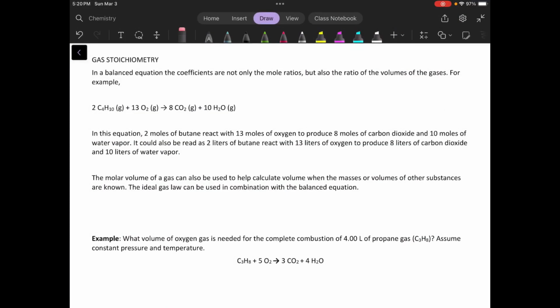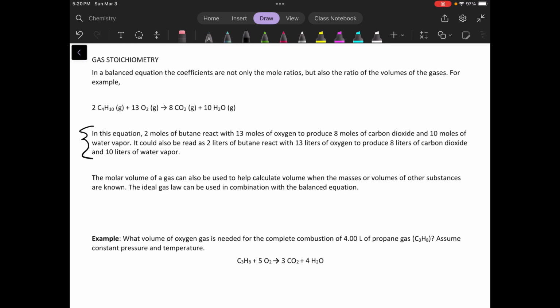Okay, so we're looking at gas stoichiometry. So remember, stoichiometry is when we start with one chemical and we convert to a different chemical. What's cool about gas stoich is what this paragraph says right here.